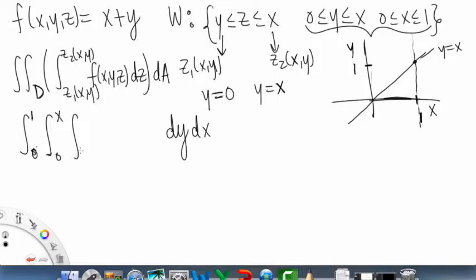And then finally, we have our z1 of x, y, which is y, and then z2 of x, y at the top, which is x. And then our f of x, y, z, this is dz, sorry. Those are the bounds on z. And then our f of x, y, z is x plus y. All right? So this is our integral set up.